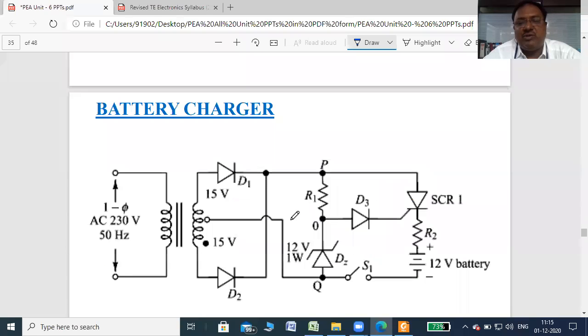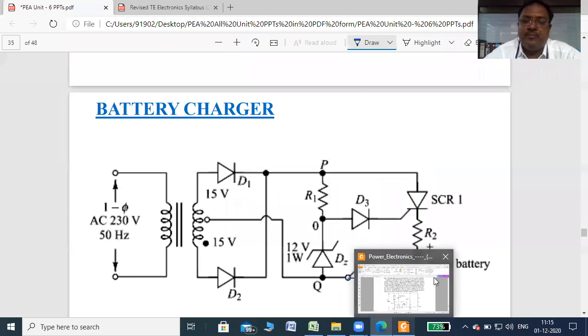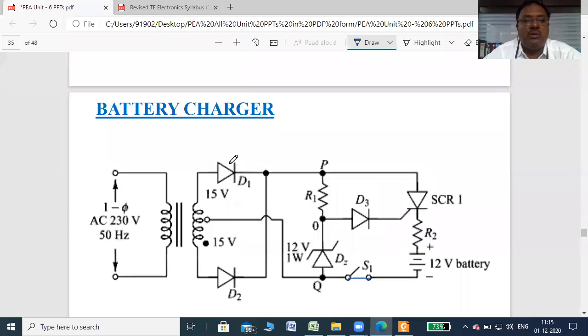Then we have seen the battery charger. Whenever the switch S1 is on, this is a rectifier, so the voltage at P increases. That is a positive voltage, so automatically the voltage at O also increases. And whenever the voltage at O is greater than the on voltage of the diode, this diode D3 turns on.